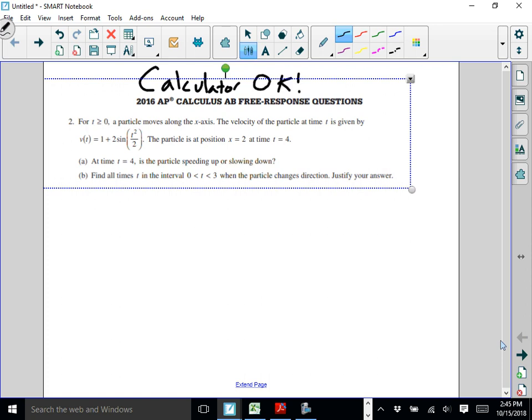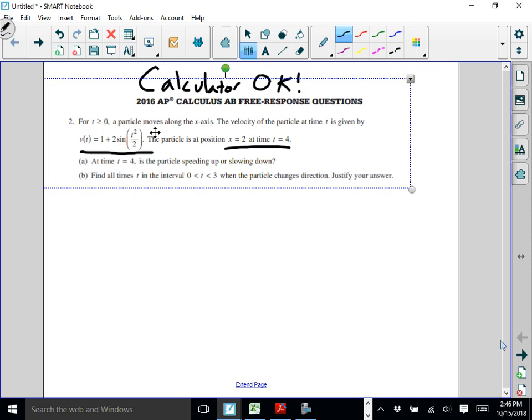So reading the prompt here, it says for t greater than or equal to 0, a particle moves along the x-axis. The velocity of the particle is given by this equation. So we have v of t equals 1 plus 2 sine of t squared over 2. That is our velocity equation. It says the particle has a position at x equals 2 at time t equals 4. That is going to be a really important piece of information for us later. It is not a very important piece of information for parts A and B, which we're looking at right now. Okay, so let's take a look at this and see how our calculator can help us get this.